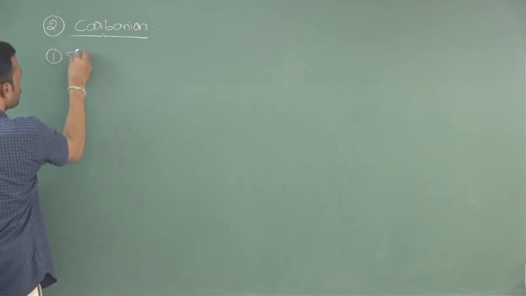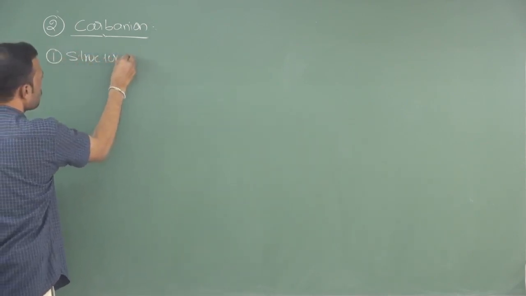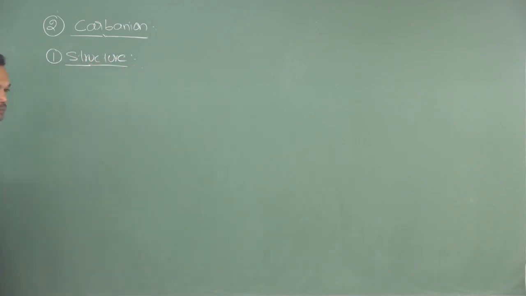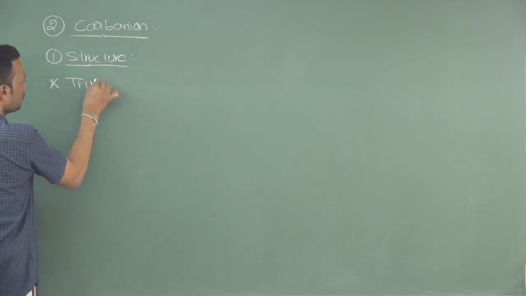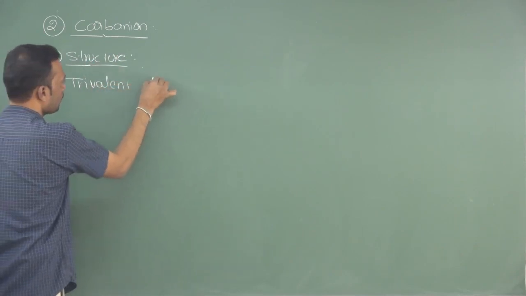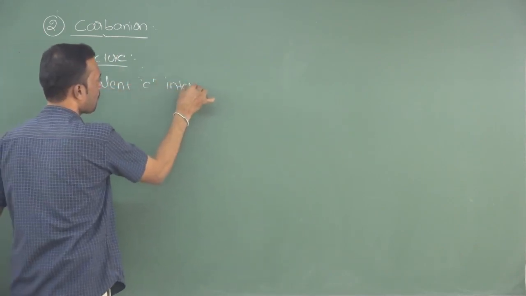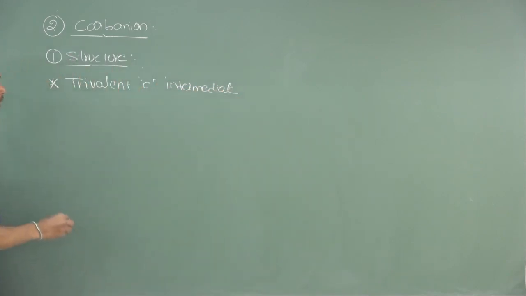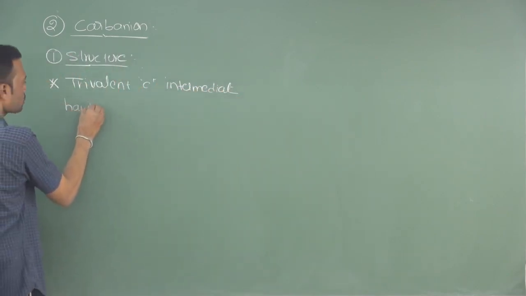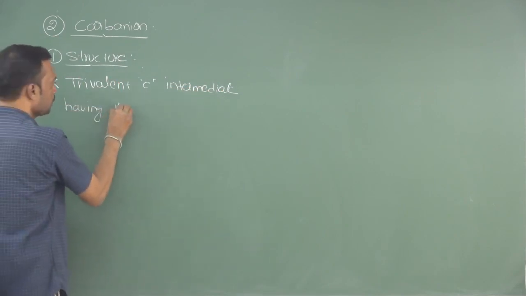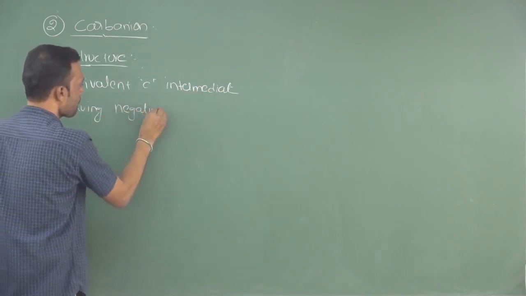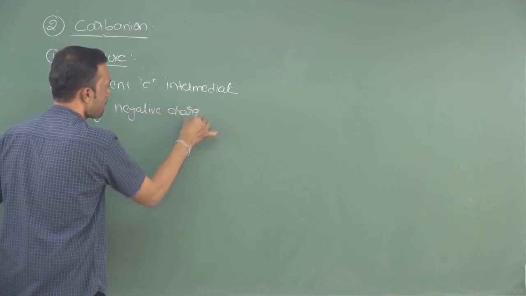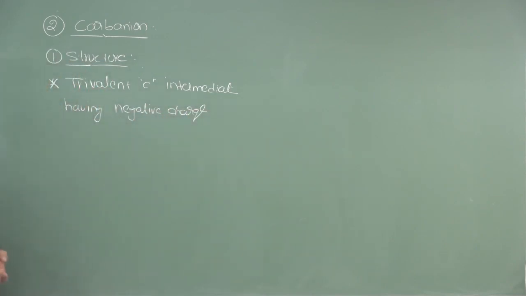First we will see the structure and information of carbanion. So carbanion is a trivalent carbon intermediate. What is the charge present on carbanion? Negative charge. It is a trivalent carbon intermediate having negative charge.